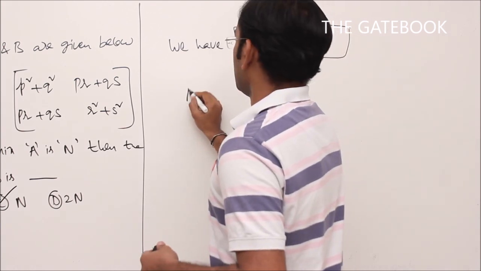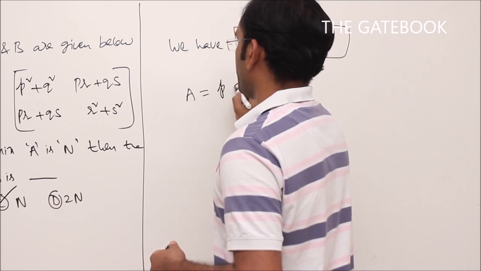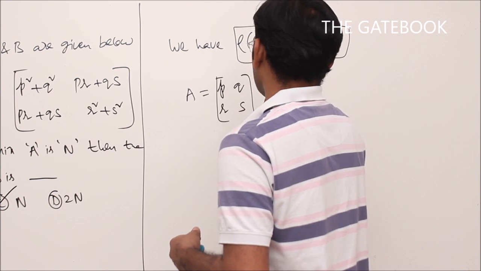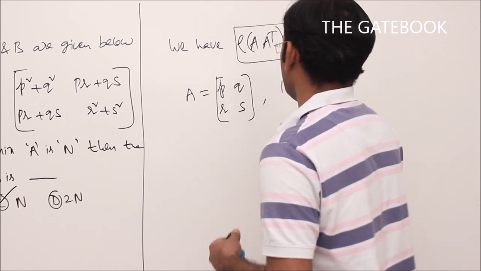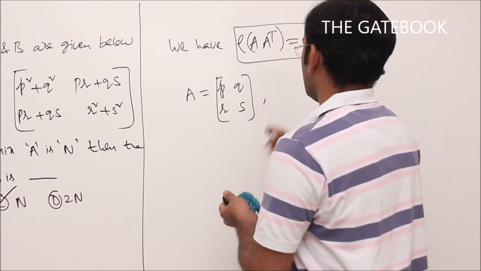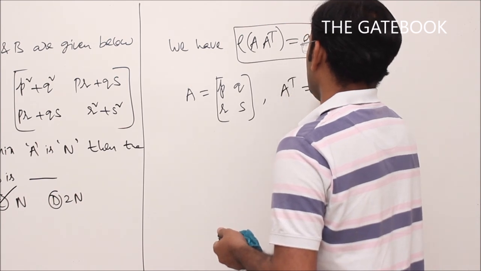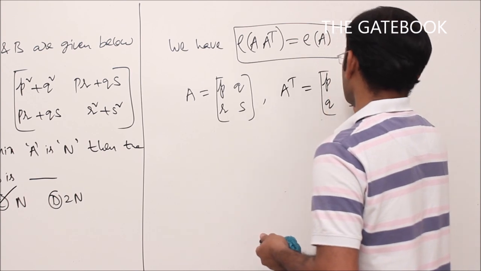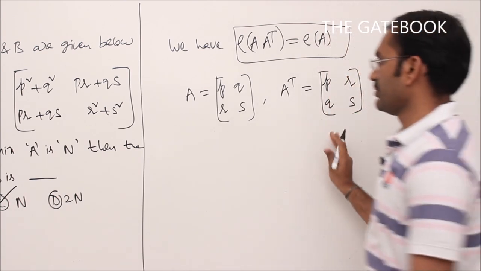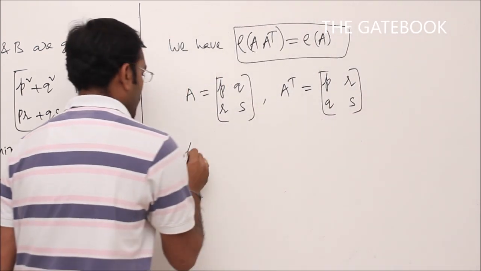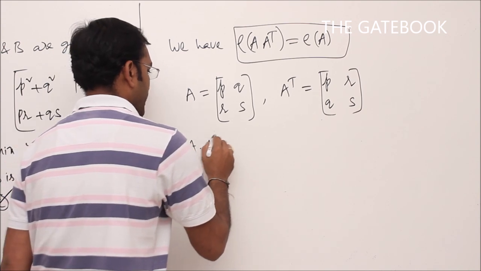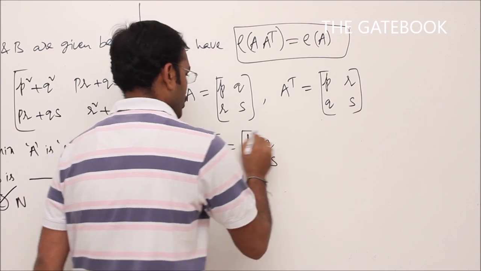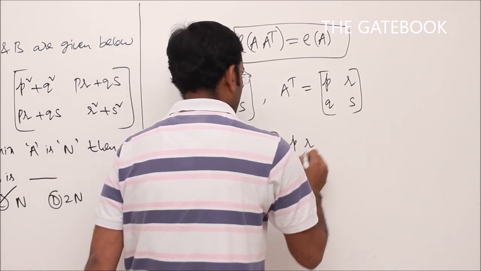So here, given A is [[P, Q], [R, S]], what about A transpose? A transpose is [[P, R], [Q, S]]. Now multiplying A into A transpose, that is equal to [[P, Q], [R, S]] into [[P, R], [Q, S]].